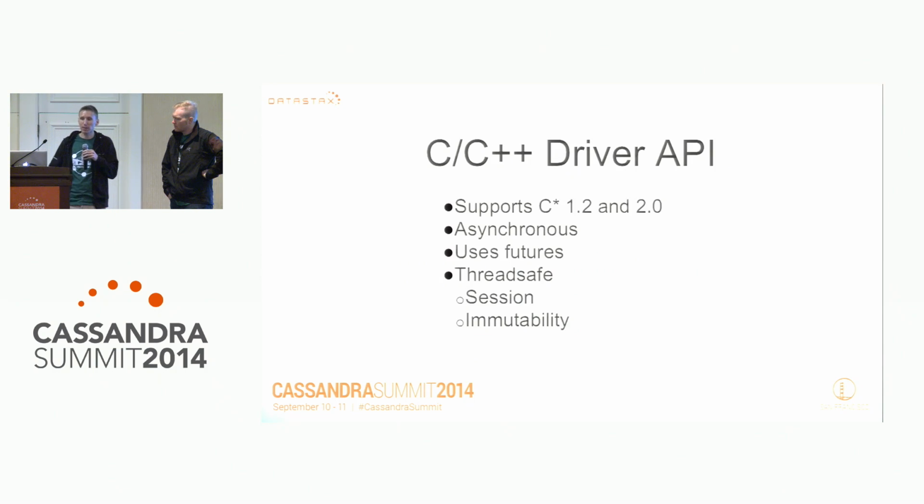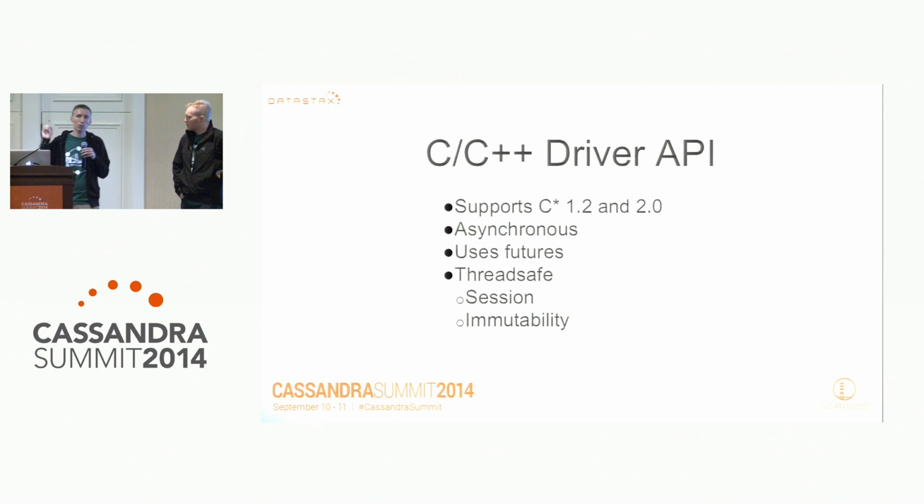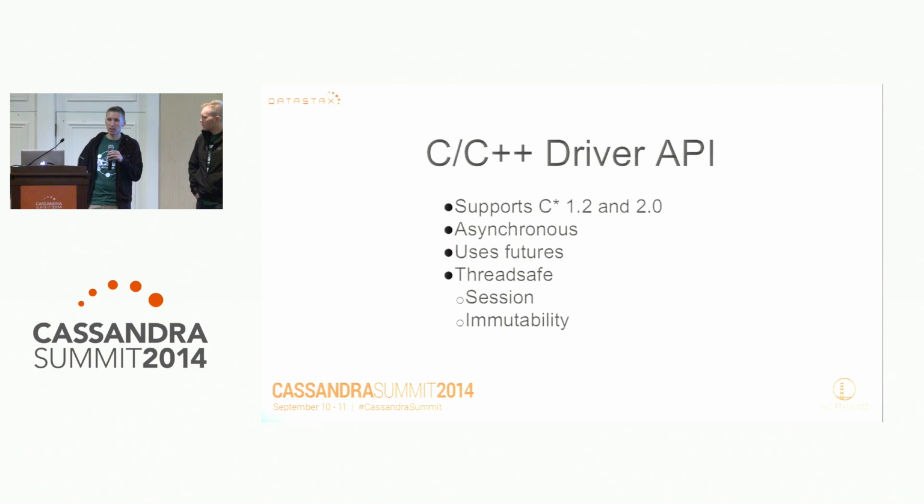So what does this API look like? Right now we support 1.2 and 2.0. Also, it's completely asynchronous, so we don't even have a synchronous API. It's really simple to implement yourself. Basically, you just wait on the future, and you have a synchronous API. And then all of the objects that you would want to be thread safe are actually thread safe. So like a session, you can execute multiple queries on it from multiple threads, and it's going to work for you.